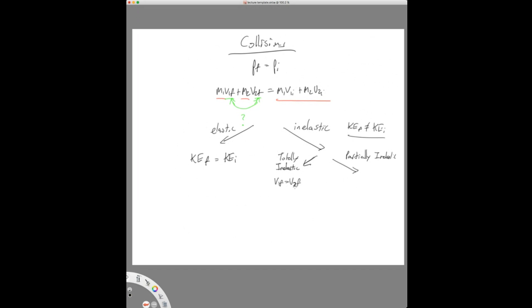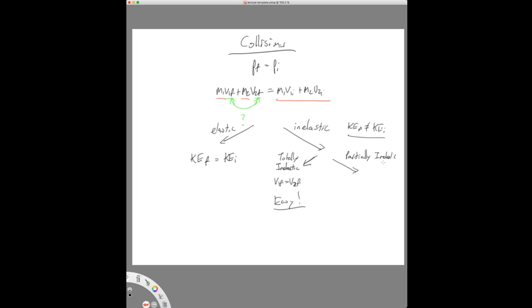If they stick together, and that's what our first two examples were, examples of totally inelastic collisions, then it's easy to solve because V1 final and V2 final are just the same. Okay, so this is easy. That's why I started with it.